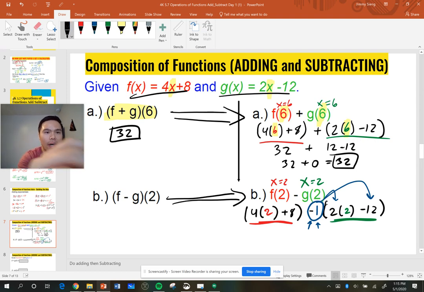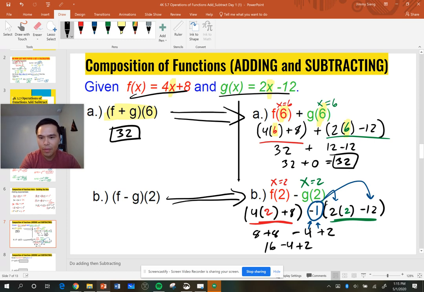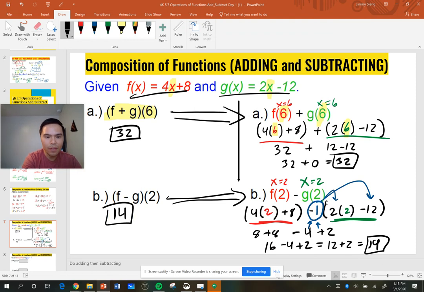Let's just simplify the left side of this equation. We got 8 plus 8. We got minus 2 times 2 is 4, so we're going to times it by -1 is -4. And then -1 times -12 is plus 12. All right? Make sure you do your order of operations, or I can say 8 plus 8 is 16, minus 4 plus 2, which is going to give me 12 plus 2, which is just 14. So my answer for B, for f minus g of 2, is 14.